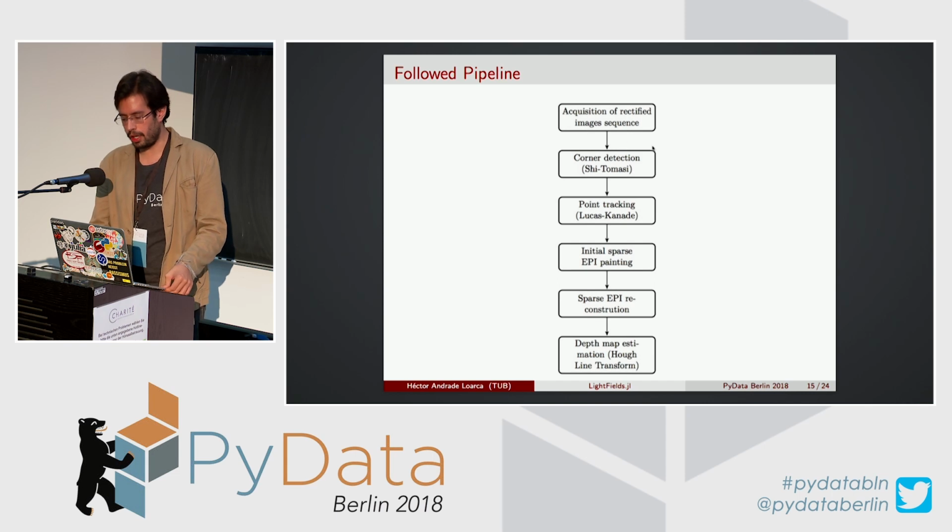So for the parts of computer vision, like corner detection, point tracking, and depth map estimation, I use OpenCV in Python because the Julia API is not so good. And then for the whole other part, let's say the inpainting, I use Julia.